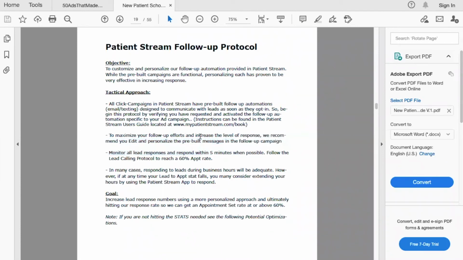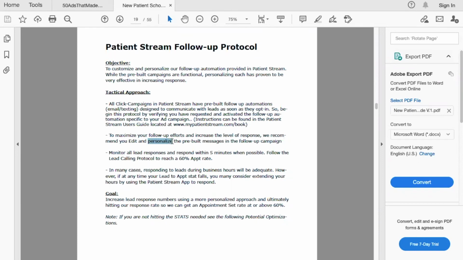Well, what you want to do, to maximize your follow-up efforts and increase the level of response, I strongly recommend that you go into that campaign. And if you need help, you can jump into support and ask Heather for a video on how to do it. It's really simple. But I strongly recommend that you jump into your follow-up protocol and you personalize it.